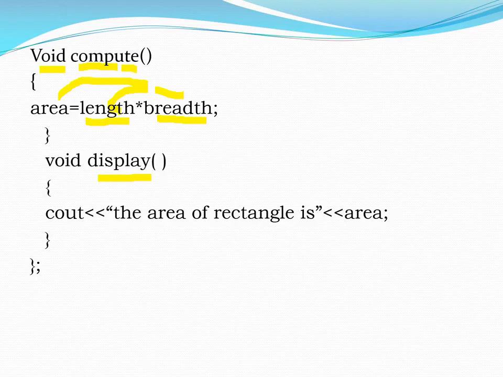Once all three member functions are created, what are those member functions? That is nothing but getdata, compute, and display. These are the three member functions we have created in this example. After creating all these member functions inside the class, we close the class with a closing brace followed by a semicolon.